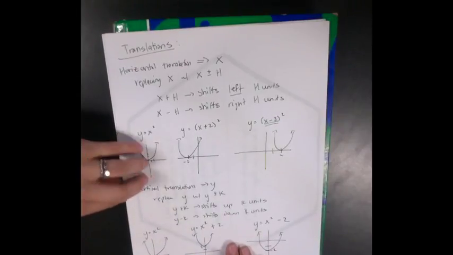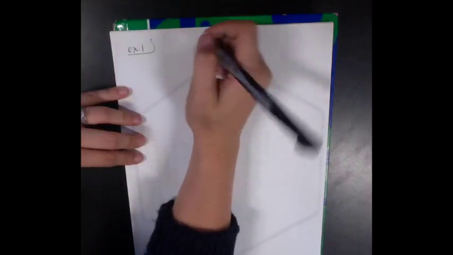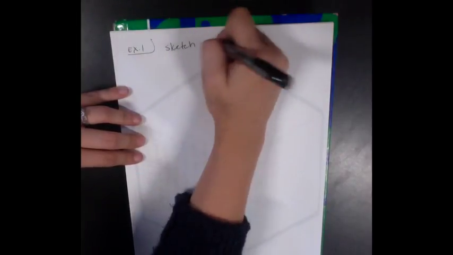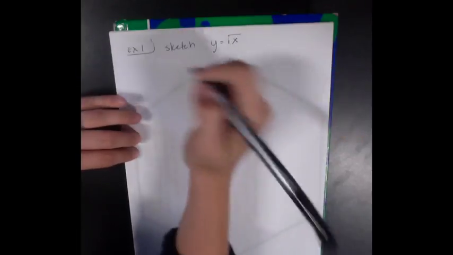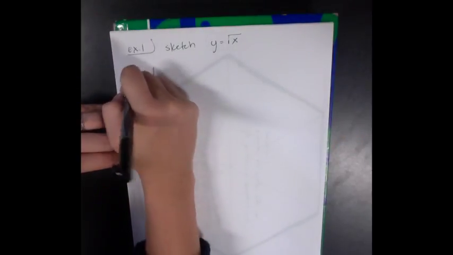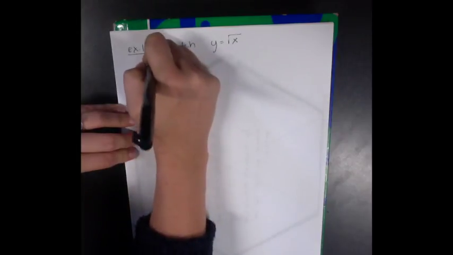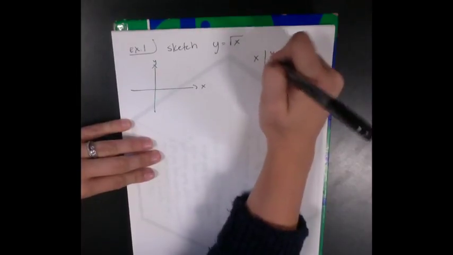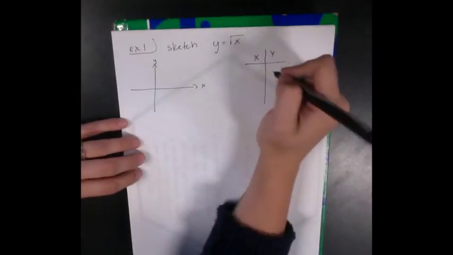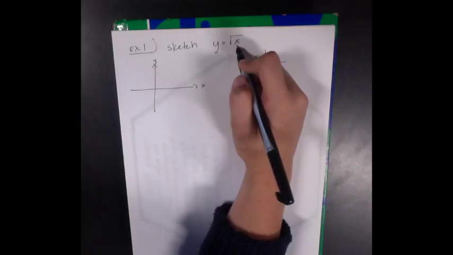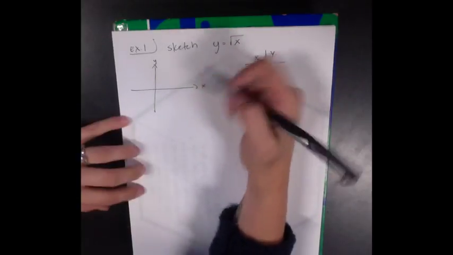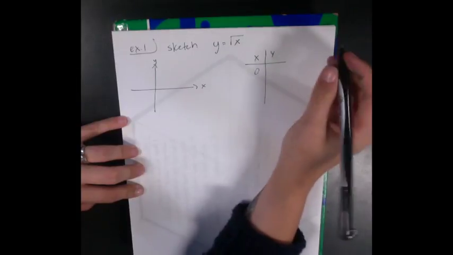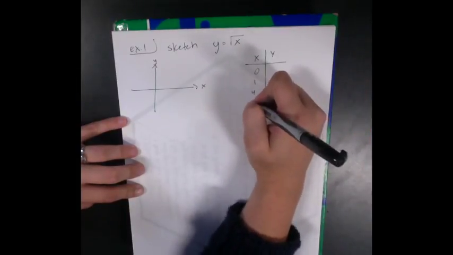All right, so let's do some examples. We want to sketch y equals the square root of x. I want you to write it how I do. Now we know that the square root of x, we are not going to plug in negative values for x. We can't go negative. So we'll start at 0. Let's do 1, 4, 9.